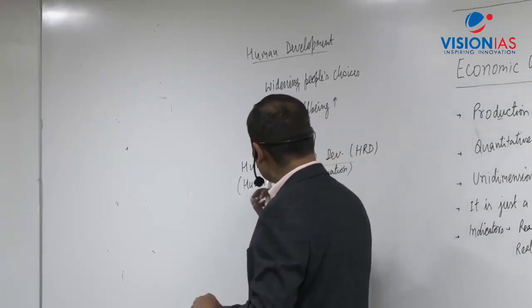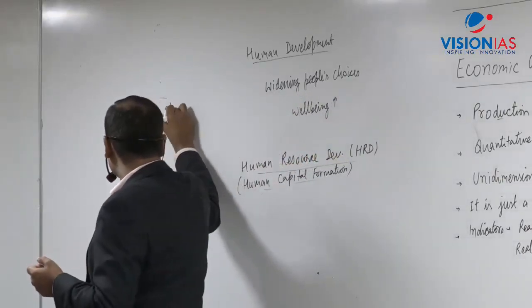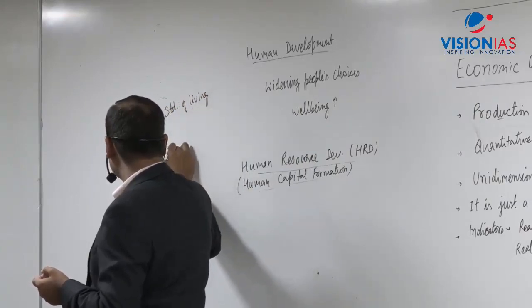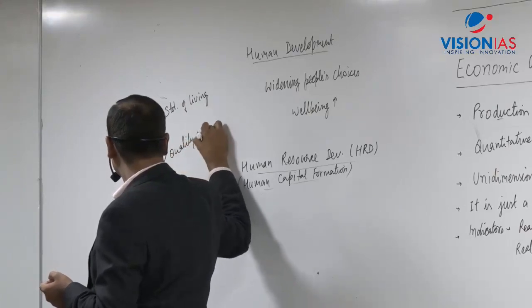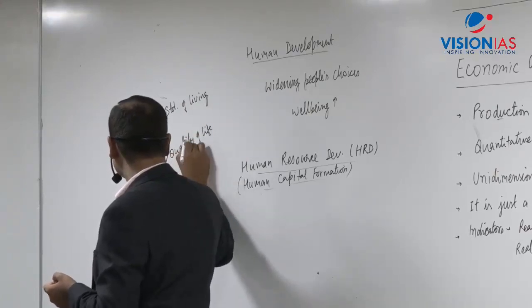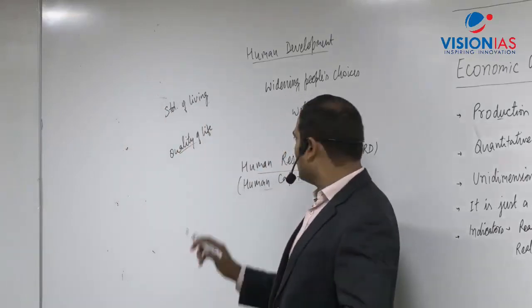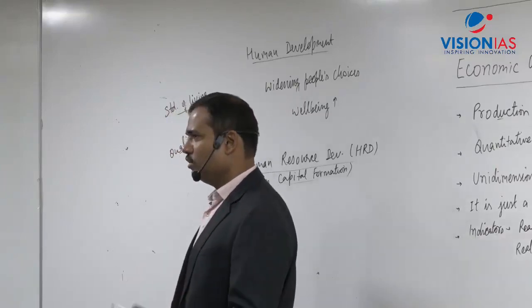Okay, apart from that, there are some English words. Like I told you, two words, one is standard of living and one is quality of life. Which is broader? Even in mains, a 2 marker question was asked earlier. What is quality of life? So, what is standard of living? What is the meaning of this?